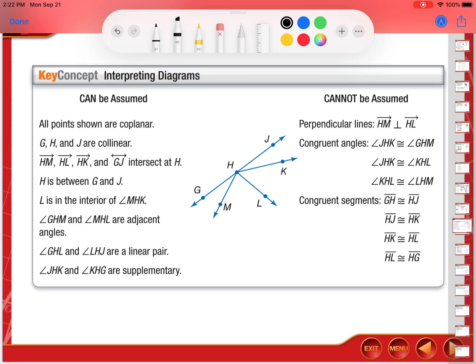Take a minute, read through this, pause the video. I'm going to move on. So pause the video real quick, take notes over the notations, and we're going to keep moving.